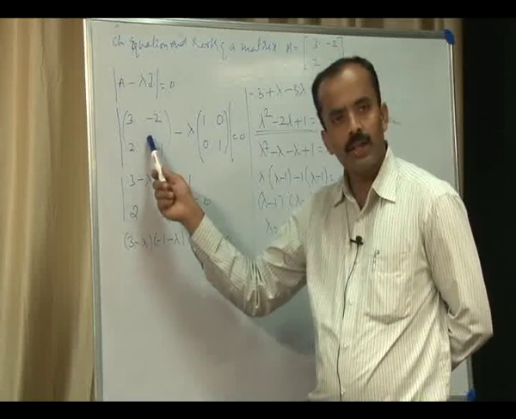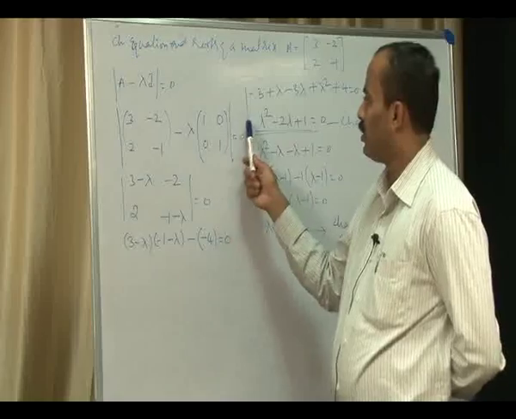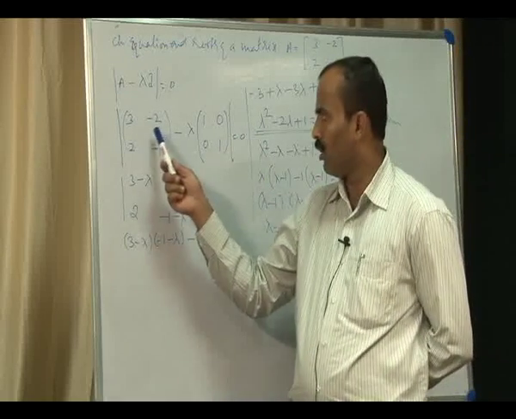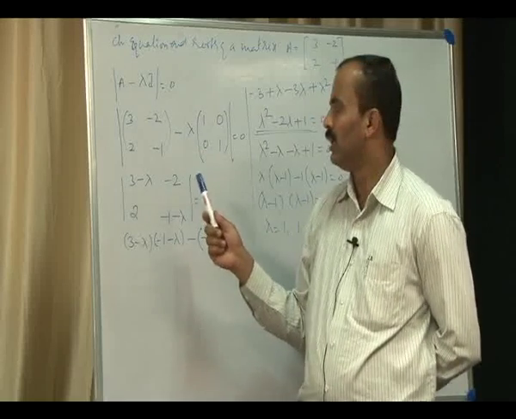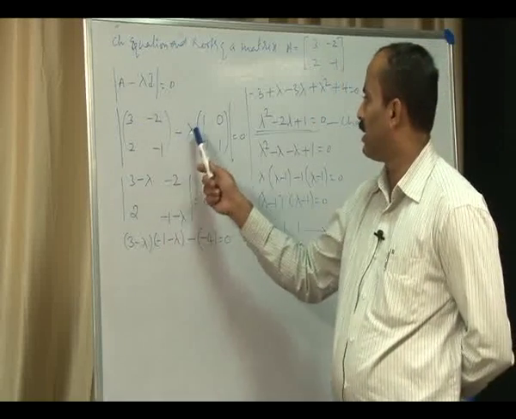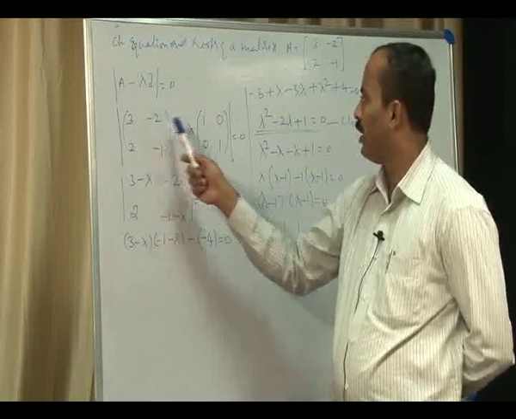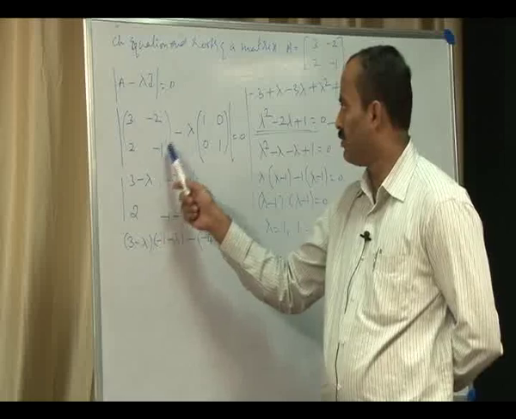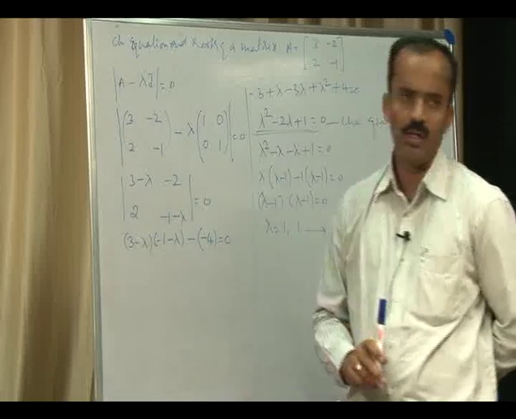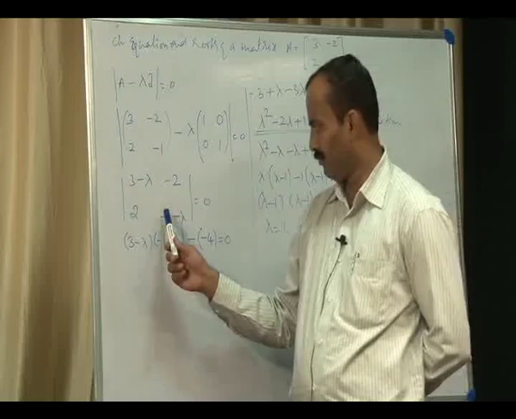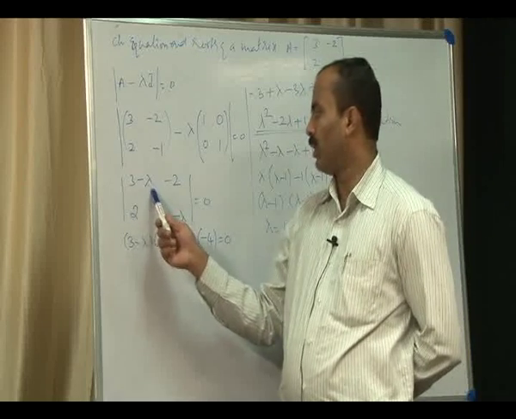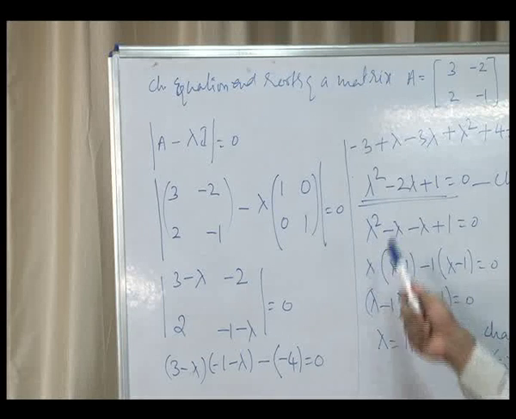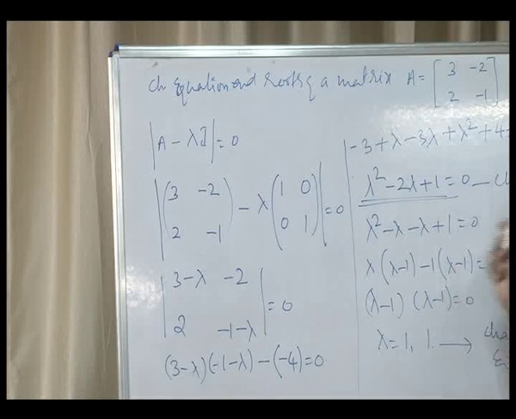If it is a 3 cross 3 matrix, we have to write 1 0 0, 0 1 0, 0 0 1 like that. Next, you are already familiar with how to subtract the matrices. So, 3 minus lambda into 1 is 3 minus lambda, minus 2 minus 0 is minus 2, 2 minus lambda into 0 is 2, minus 1 minus lambda into 1 is minus 1 minus lambda. Finally, you can find the value of the determinant by cross multiplying these two minus these two. So, we get lambda square minus 2 lambda plus 1 is equal to 0.